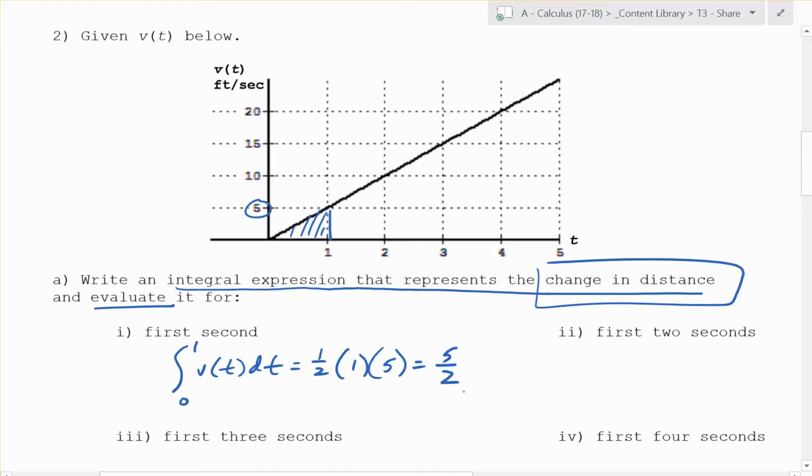So if this is feet per second and seconds right here, this means that this unit is going to be feet. So the net change, the change in distance, will be 5/2 feet.